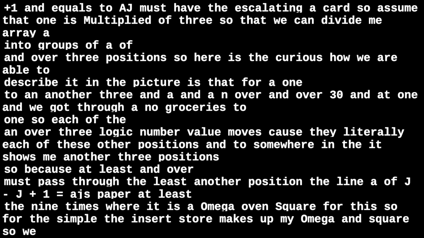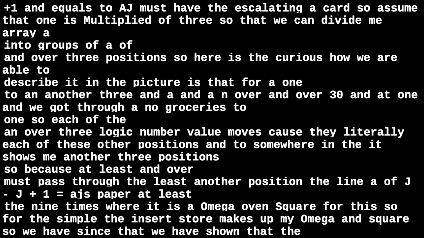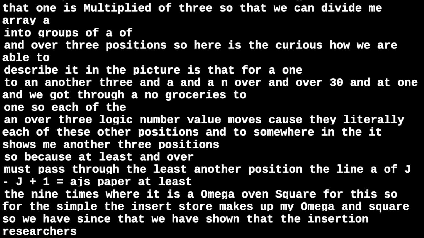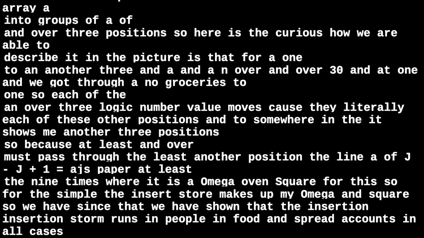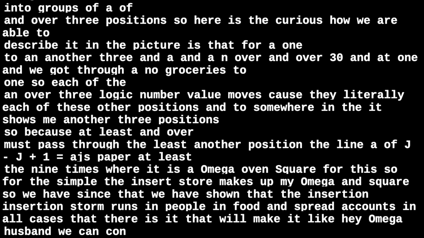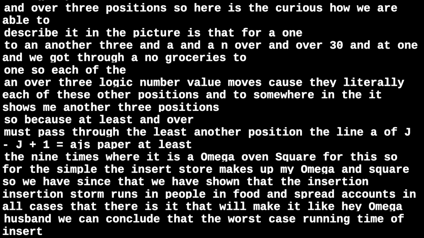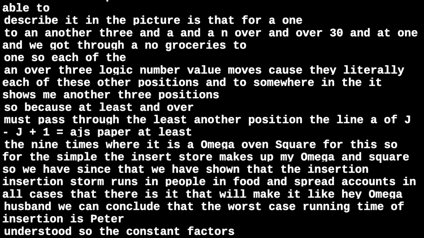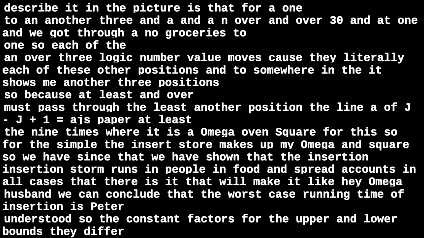Since we have shown that the insertion sort runs in big O of n squared time in all cases, and that there is an input that makes it take omega of n squared time, we can conclude that the worst case running time of insertion sort is theta of n squared. The constant factors for the upper and lower bounds may differ, and that doesn't matter.